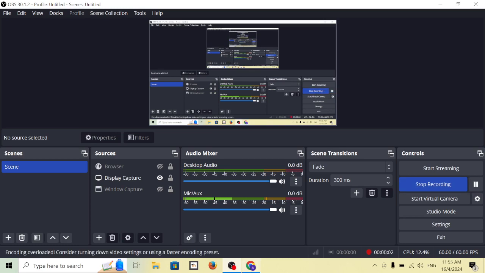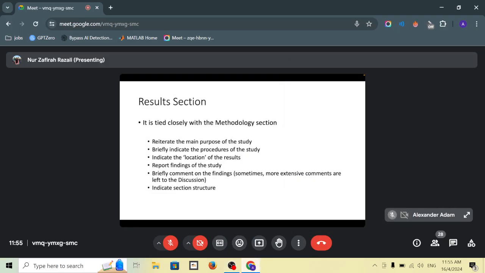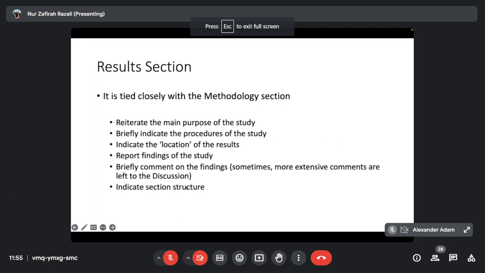The results section is tied closely with the methodology section. Okay, as you can see, these are among the purposes of the results section. It reiterates the main purpose of the study. It briefly indicates the procedures of the study. It indicates the location of the results, reports findings of the study, briefly comments on the findings. Sometimes more extensive comments are left to the discussion, and it indicates the section structure.